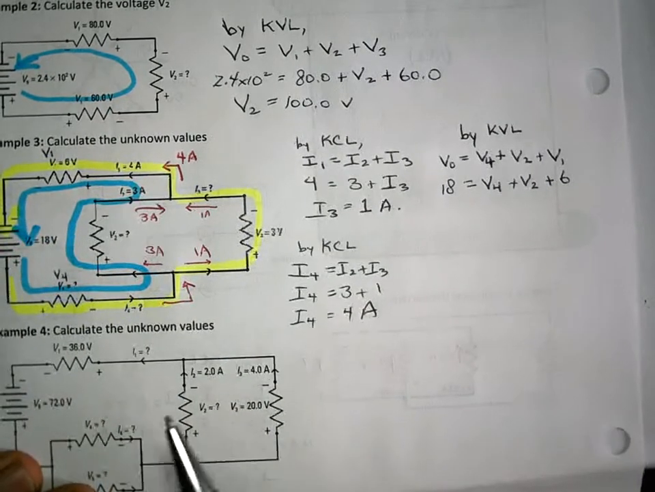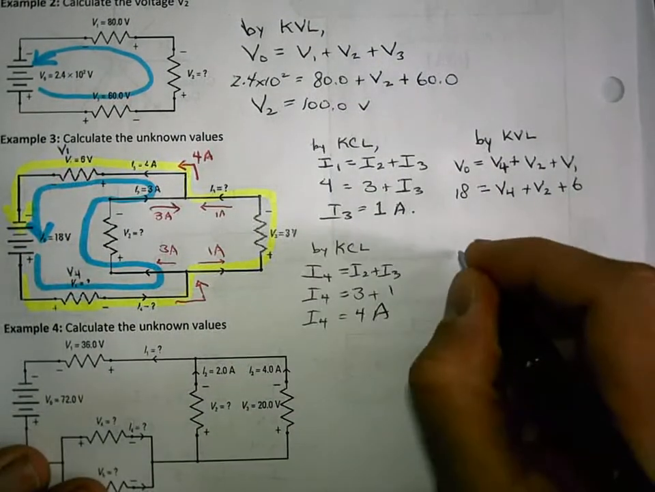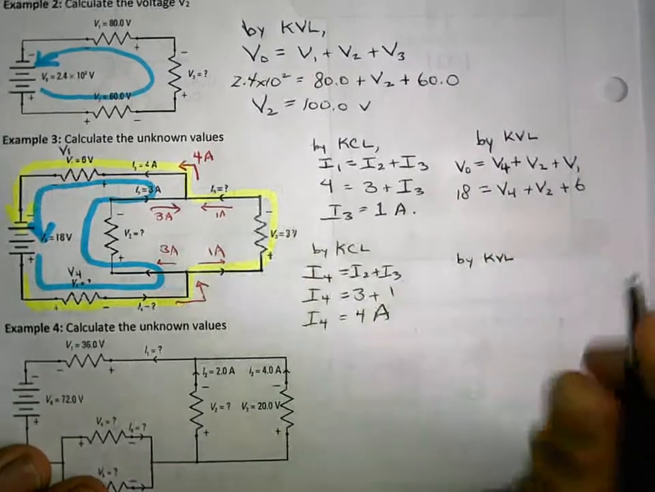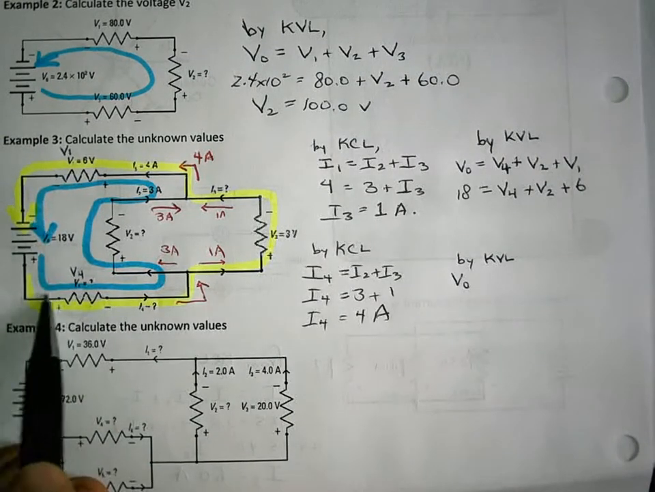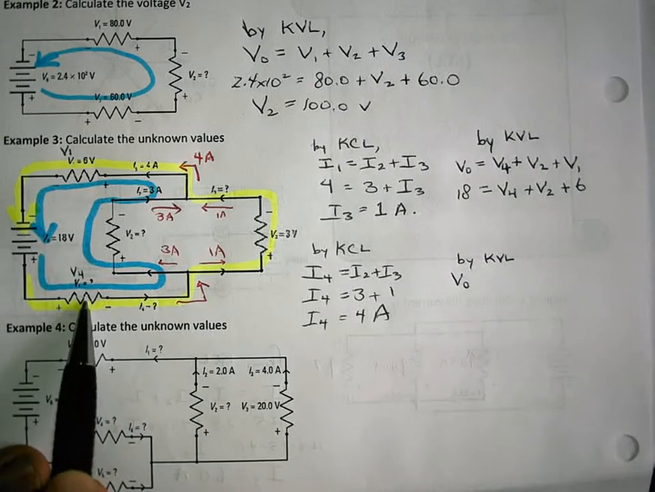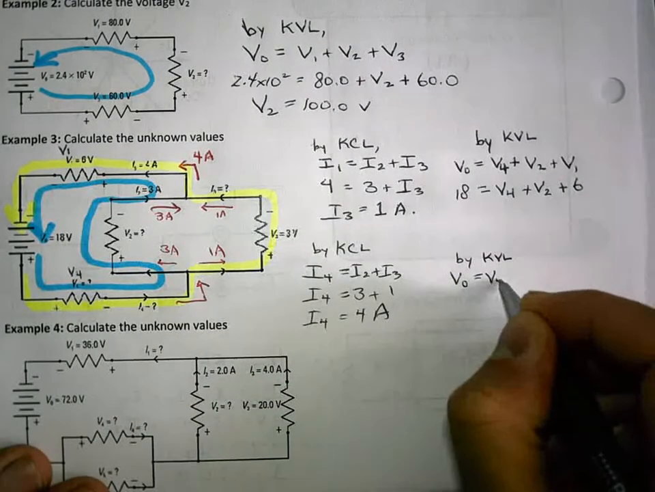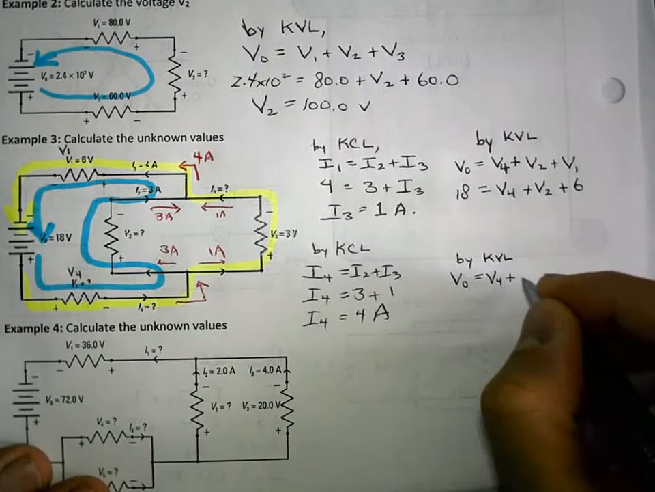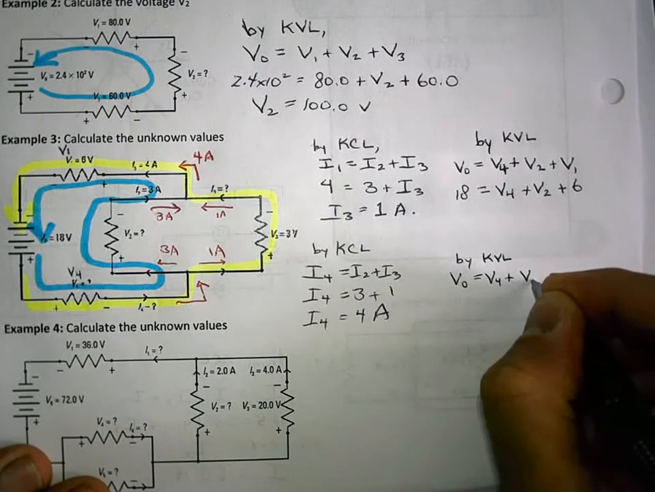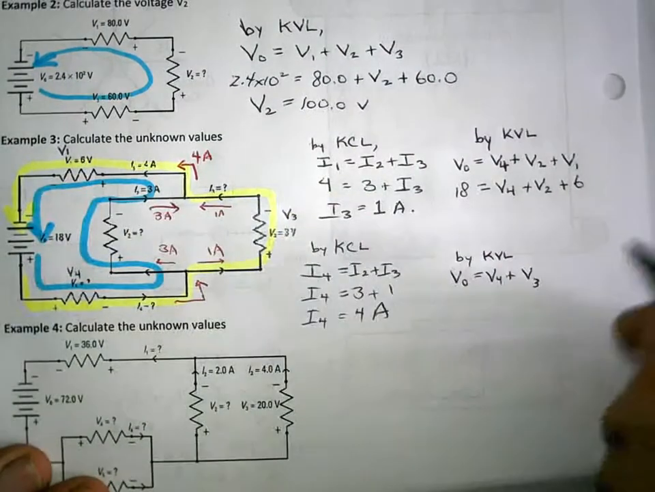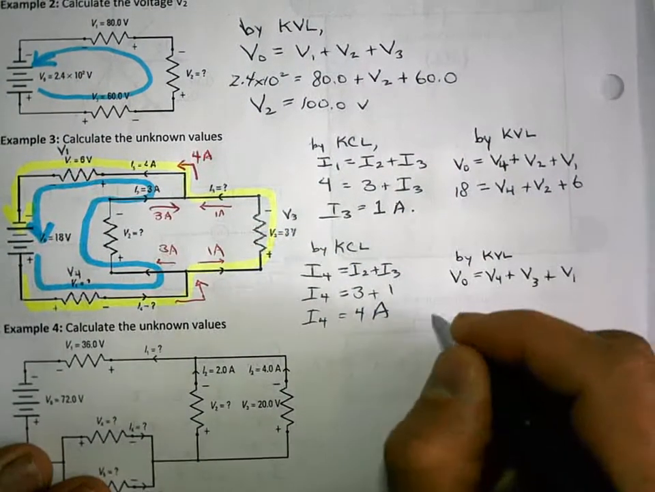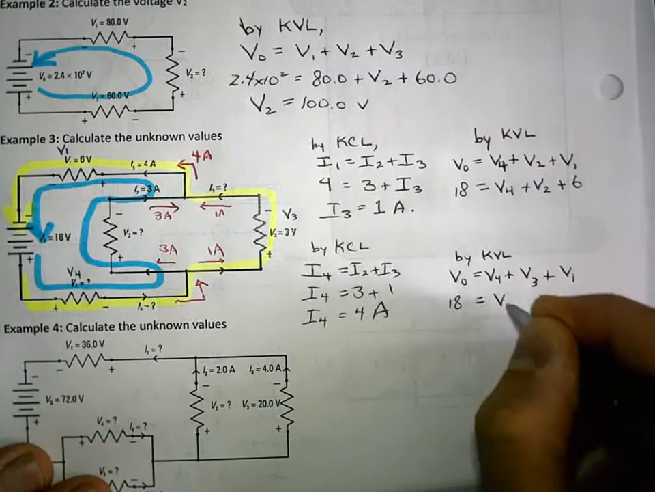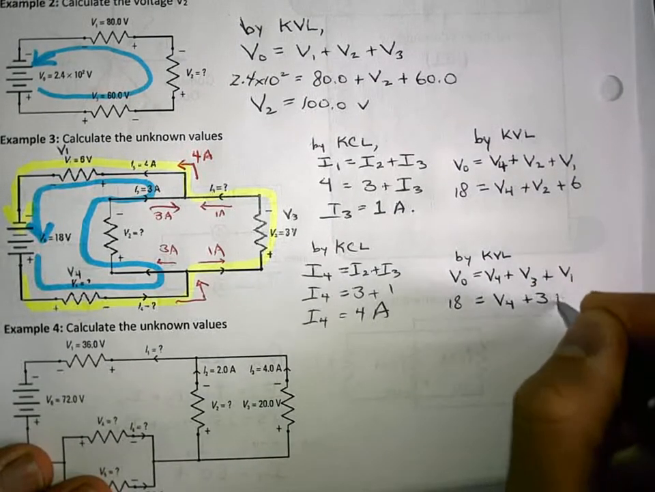Let me look at my other loop. Maybe there's more information there. So again, by KVL, I have V0. We're doing the yellow loop now. So V0, pass through this resistor, so that would be V4 plus V3. That's really hard to read. This is V3. And then we have V1. I can fill in my numbers. I have 18 is equal to V4 plus 3 plus 6.